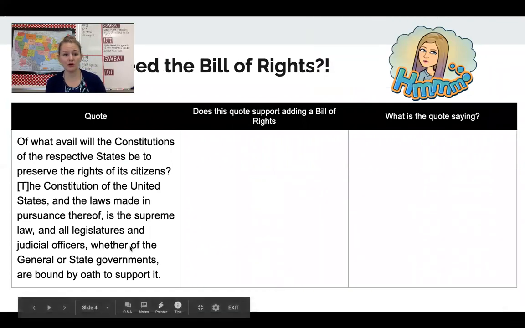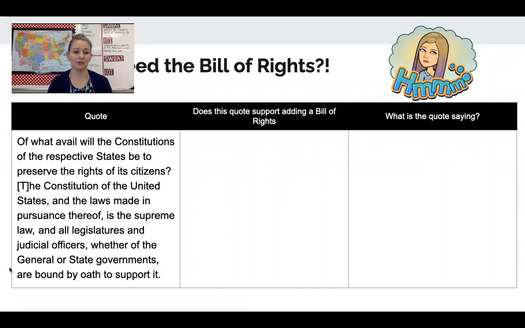So our first quote that we're looking at says, "Of what avail will the constitutions of the respective states be to preserve the rights of its citizens? The Constitution of the United States and the laws made in pursuance thereof is the supreme law, and all legislatures and judicial officers, whether of the general or state governments, are bound by oath to support it."